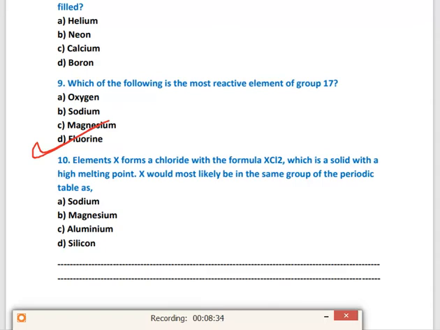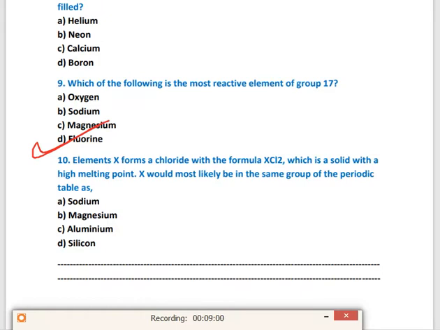As we move down the group, what happens? The size of the element increases, right? When we move from top to bottom in a group, the size of the element increases. So fluorine is present at the top of the halogen group and it is very small. Compared to other elements, the size of fluorine is small and it has a maximum tendency to gain an electron to complete its octet. Thus fluorine is the most reactive element of group number 17.